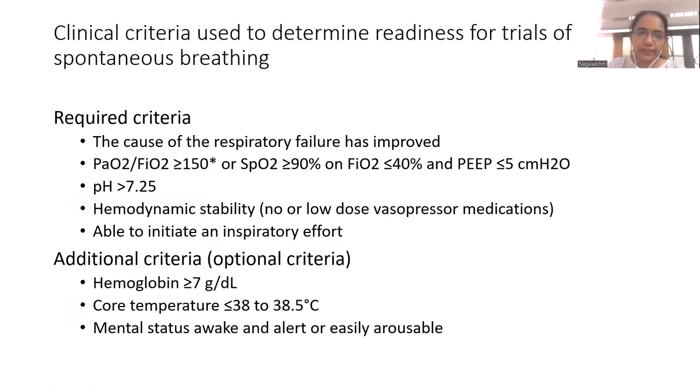So the cause for respiratory failure has improved. The PF ratio is more than 150 or 200, and the SpO2 is 90% with an FiO2 of 40%, and PEEP is less than 5 centimeters of water. Hemodynamic stability with low or no vasopressor medications, and ability to initiate an inspiratory effort. So additional criteria can be the hemoglobin level should be more than 7 grams per deciliter, temperature should be maintained, and the patient should be awake and alert and easily rousable.